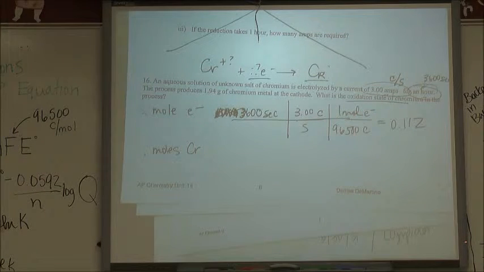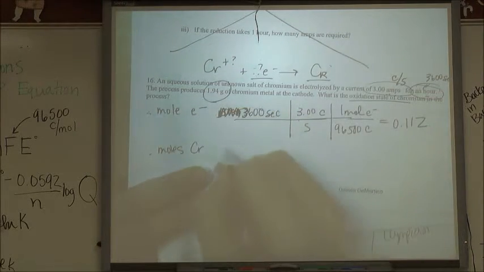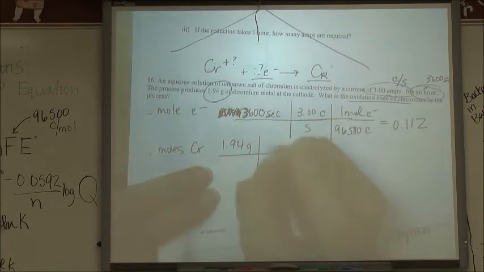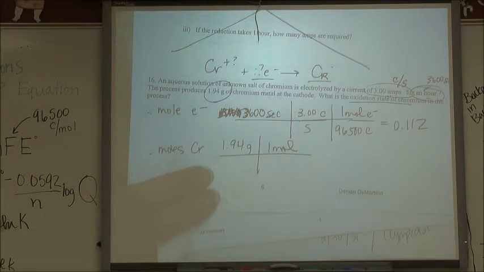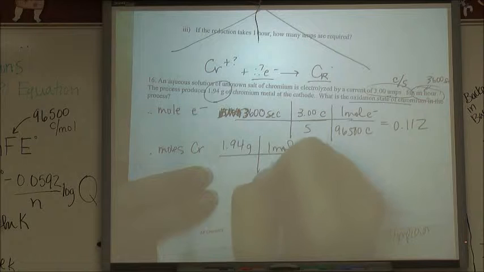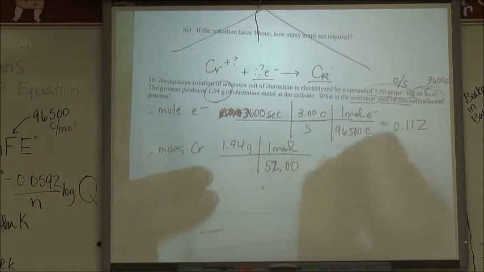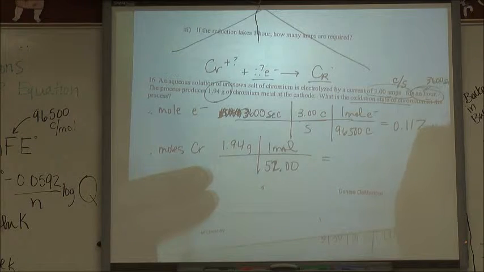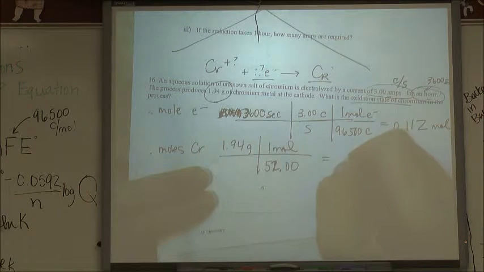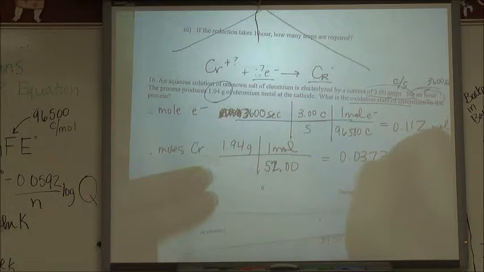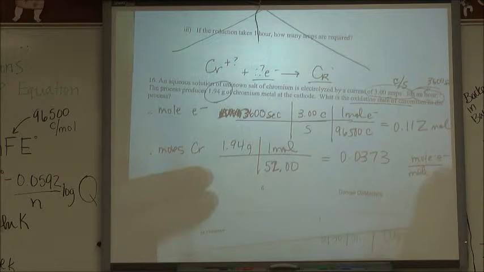Now how do I get moles of chromium? Using the grams. We've got grams of chromium, 1.94 grams. For every 1 mole, I have 52.00 grams. So what's my moles of chromium? 0.0373.